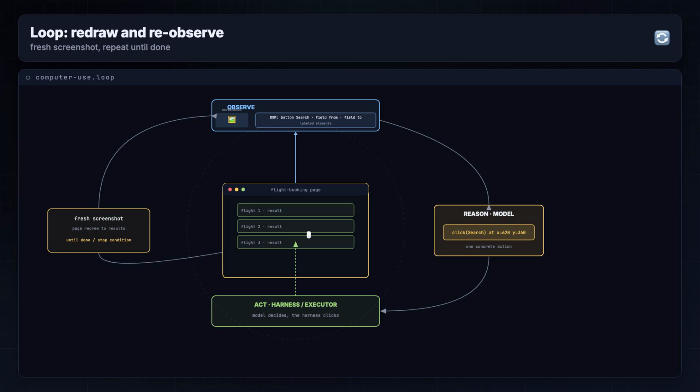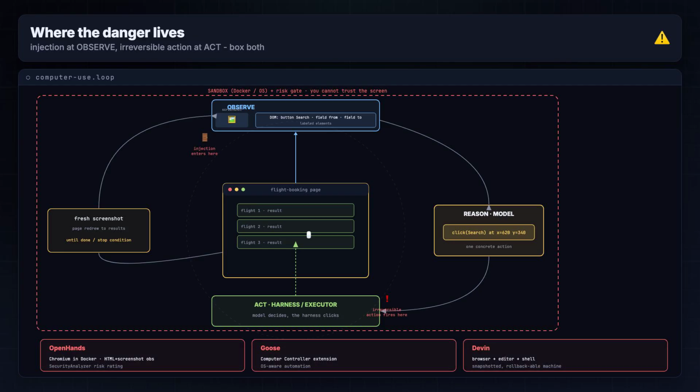And the loop closes. The page reloads, a new screenshot is taken, and we're back at observe with a fresh picture. Look, decide, click, look again, until the task is done or a stop condition fires. Now the danger overlay. Right here at the observe step, untrusted page content enters the context. That's the prompt injection door. And right here at the act step, an irreversible real-world side effect can fire. So the harnesses box both ends.